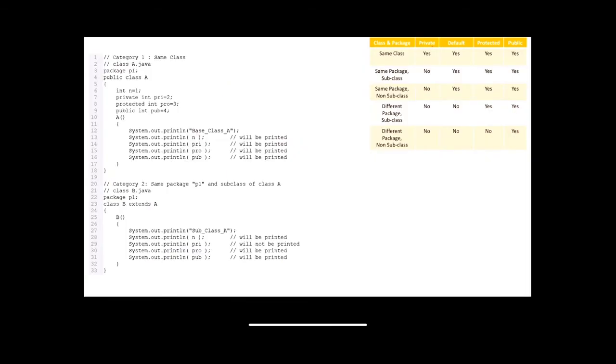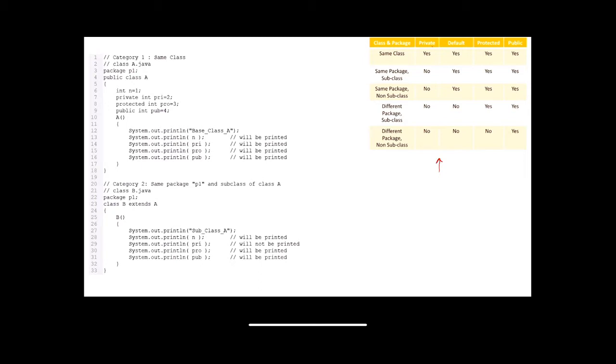Hello everyone. Today we are going to see packages using code. In this we are going to see how different access modifiers behave in my packages. So in this code, you can see this table. We have discussed this table in the previous slides or previous videos.